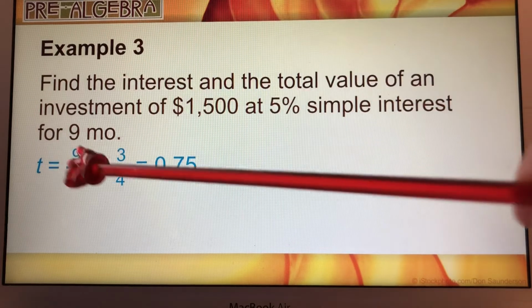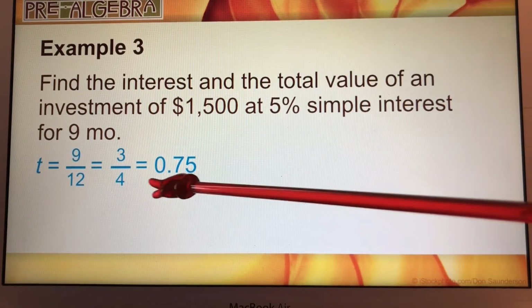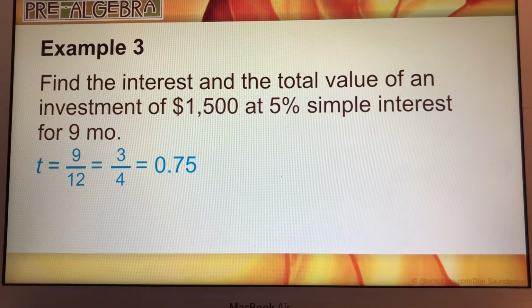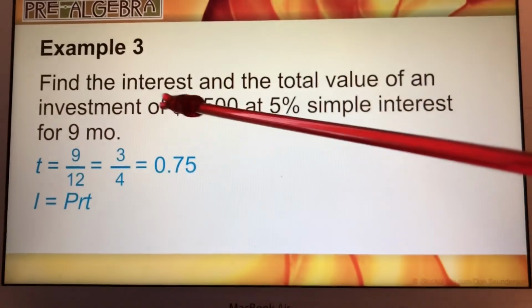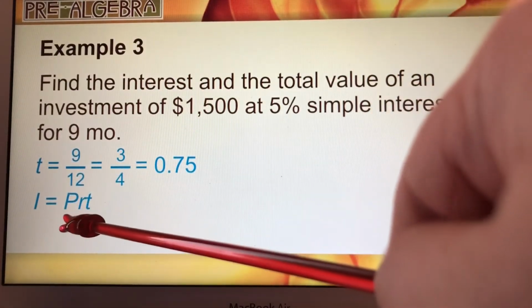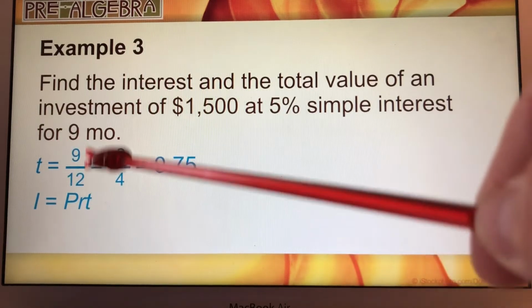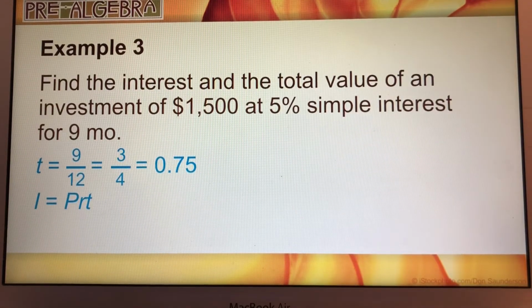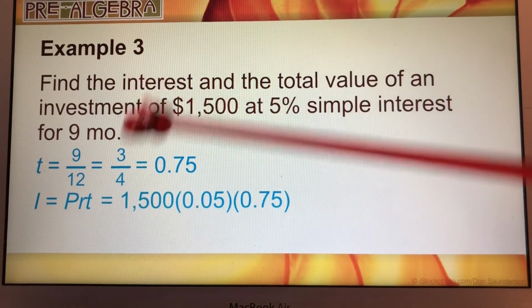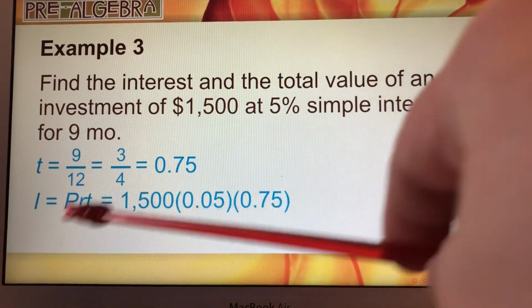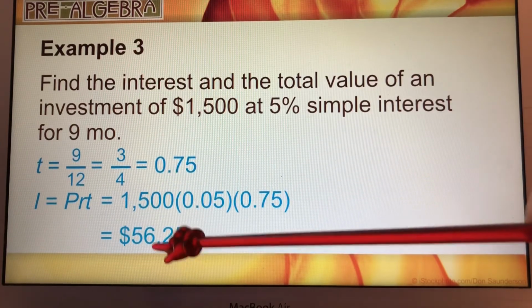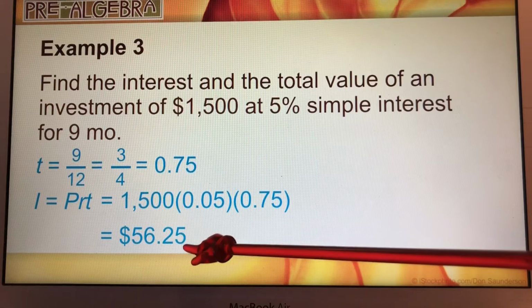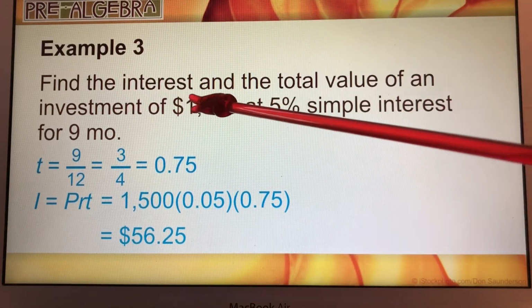Then we can convert that into a decimal because that'll be easier to work with that way, 0.75. And then our interest formula, because it says find the interest. The interest is equal to principal times the rate times the time. Our principal is $1,500. And the rate is 5%, right? And then we multiply by the time. So we plug those numbers into our formula here, do the calculations, and you end up with $56.25. That is the amount of interest.